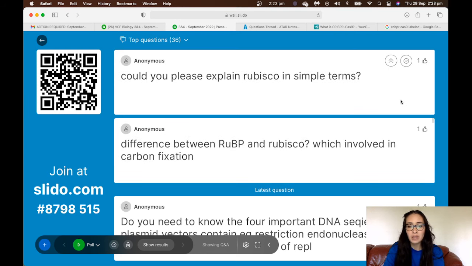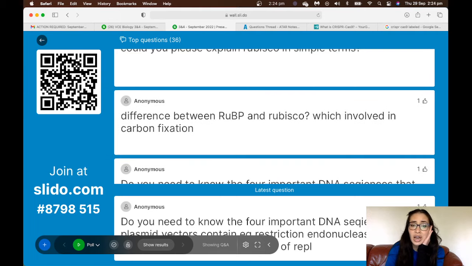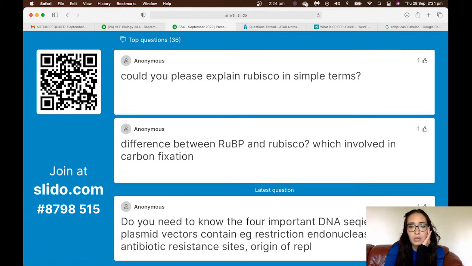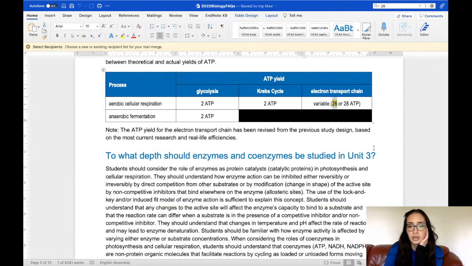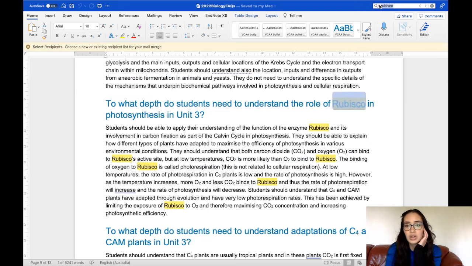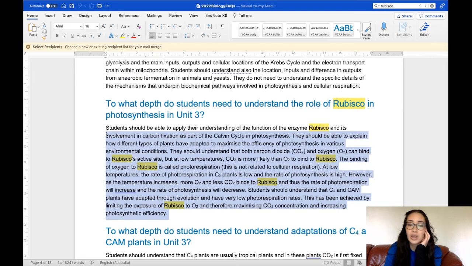Rubisco is an enzyme. I'm going to try to keep that to the end because I think we might run out of time. There's just so much to cover. But it's an enzyme which is involved in photosynthesis. It's involved in the carbon fixation stage, so it fixes carbon. I know all the time I'm just pointing you back to this document, but I know there is a lot to cover and we don't have enough time to do all of that today. I have tried to put in as much info as I can, so really come back to here. So Rubisco is that fixation enzyme.